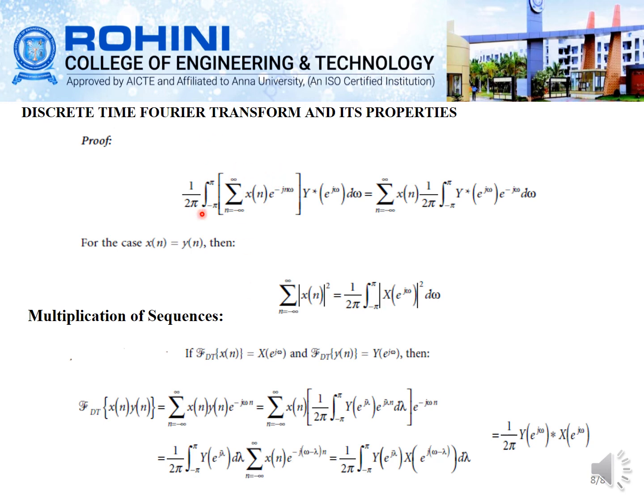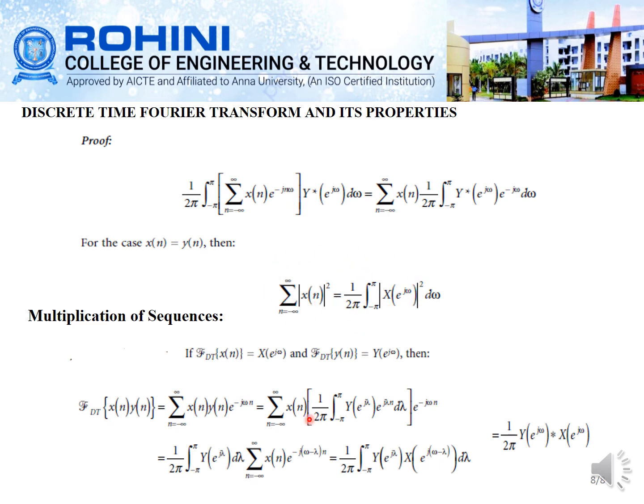We are just proving this by using the inverse. Therefore, we are taking the inverse Fourier transform formula, and also Y conjugate of e power j omega. Finally, we are rearranging the terms. We are getting the equation like this, and here we are substituting that x of n equal to y of n. Therefore, we are getting the last equation.